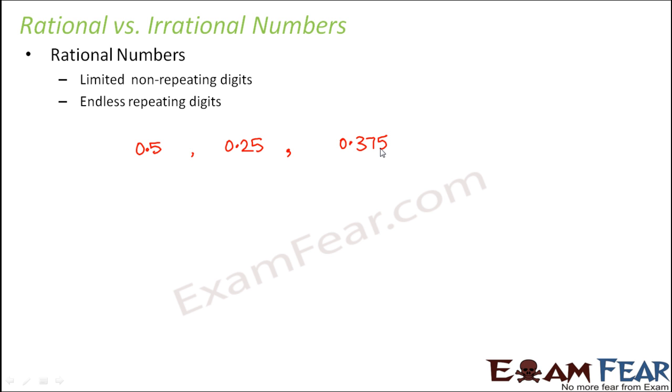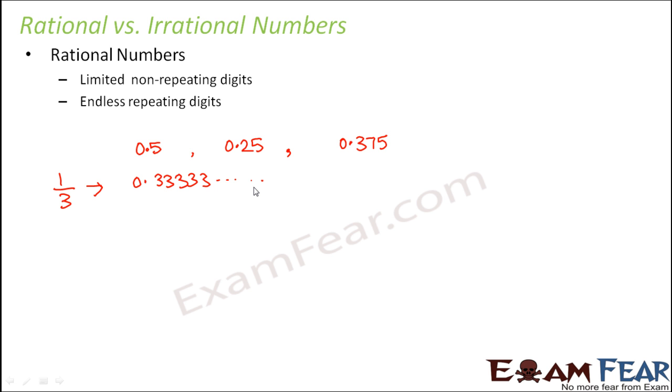Or sometimes you might have endless repeating digits, for example 0.333333 and so on. What is this? This is nothing but 1 by 3. So if you ever try to convert the 1 by 3 fraction into decimal, you would get something like this, where the 3 keeps repeating after the decimal. So these also fall under the category of rational numbers.